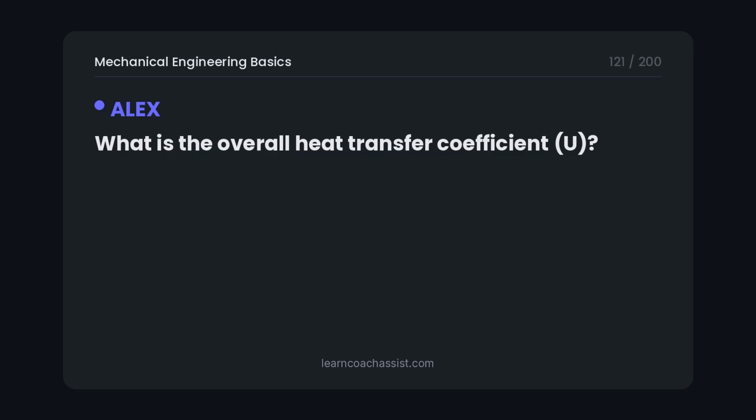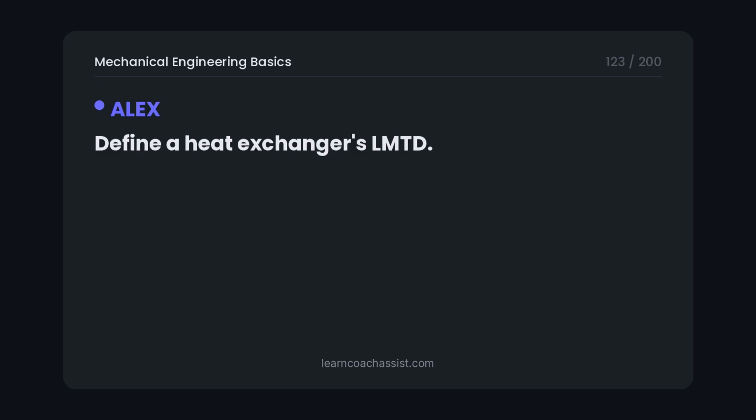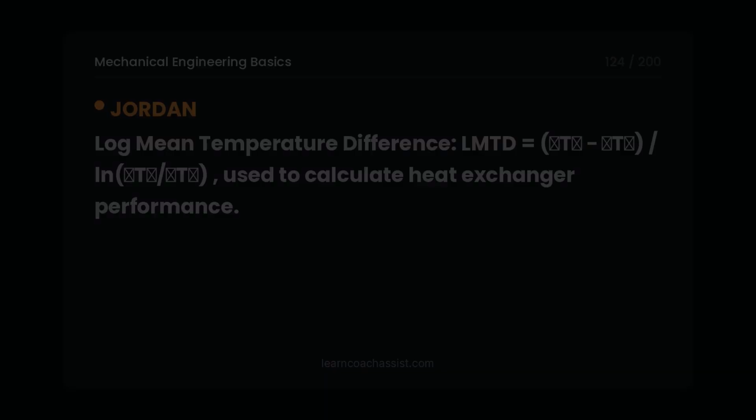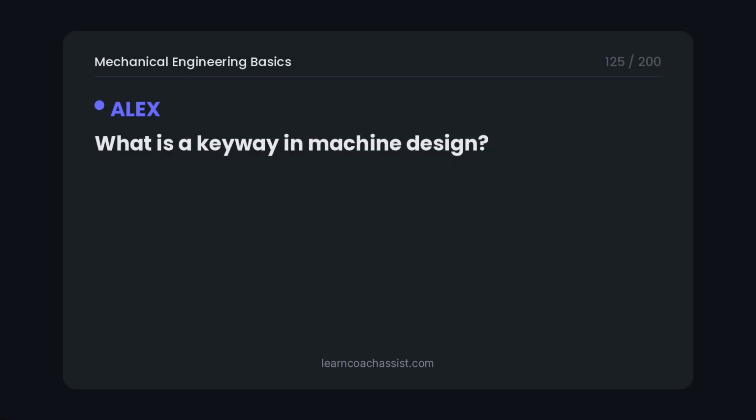What is the overall heat transfer coefficient, U? A single value combining conduction, convection, and fouling resistances, Q equals UA delta T. Define a heat exchanger's LMTD. Log mean temperature difference, LMTD equals (delta T1 minus delta T2)/ln(delta T1/delta T2), used to calculate heat exchanger performance. What is a keyway in machine design?